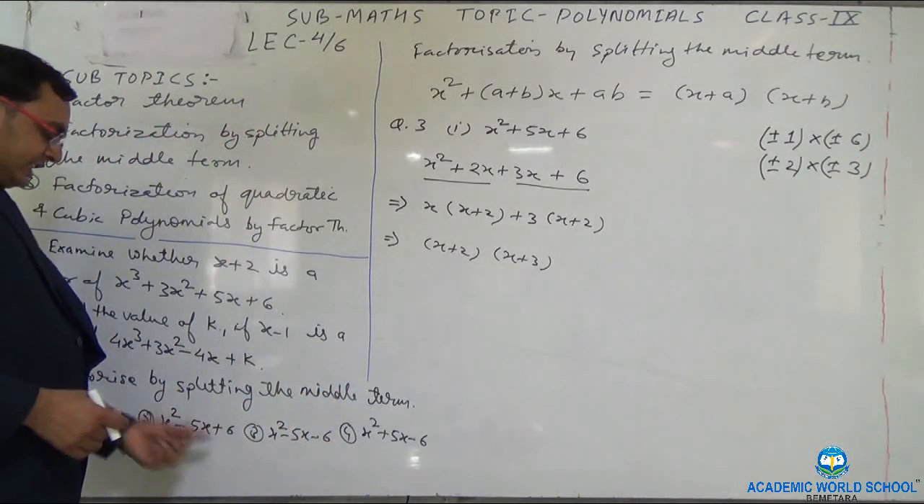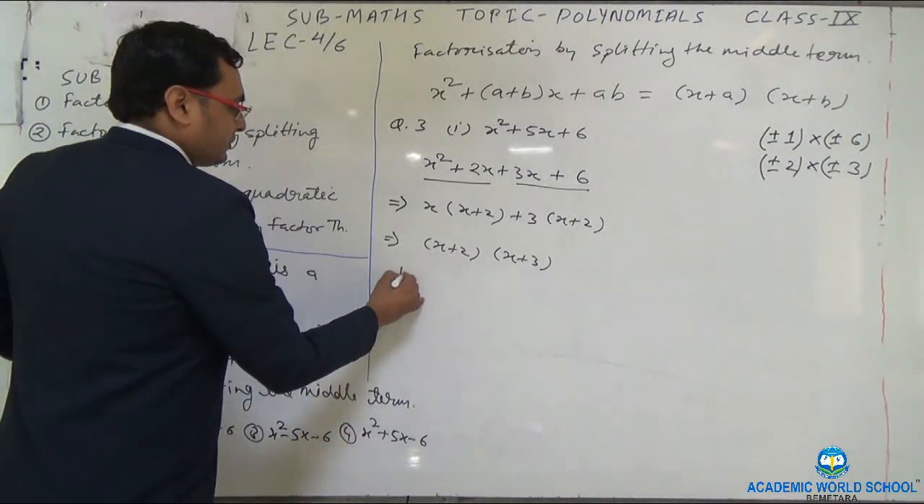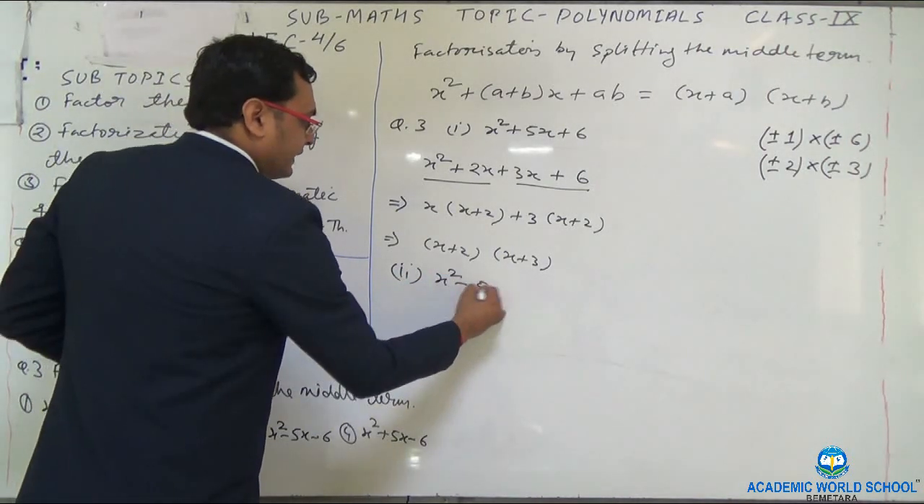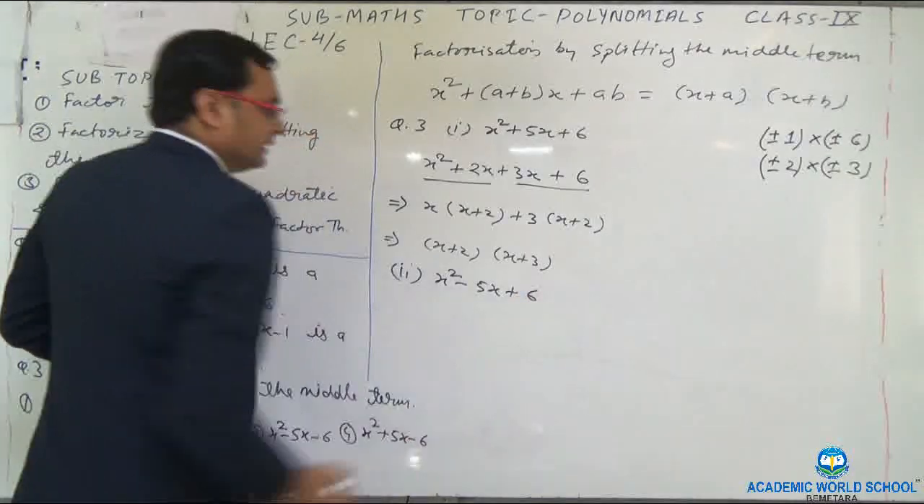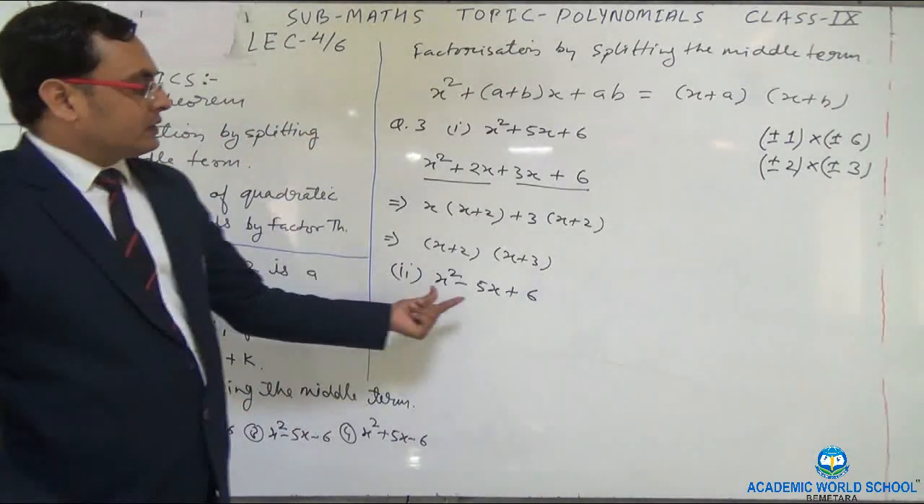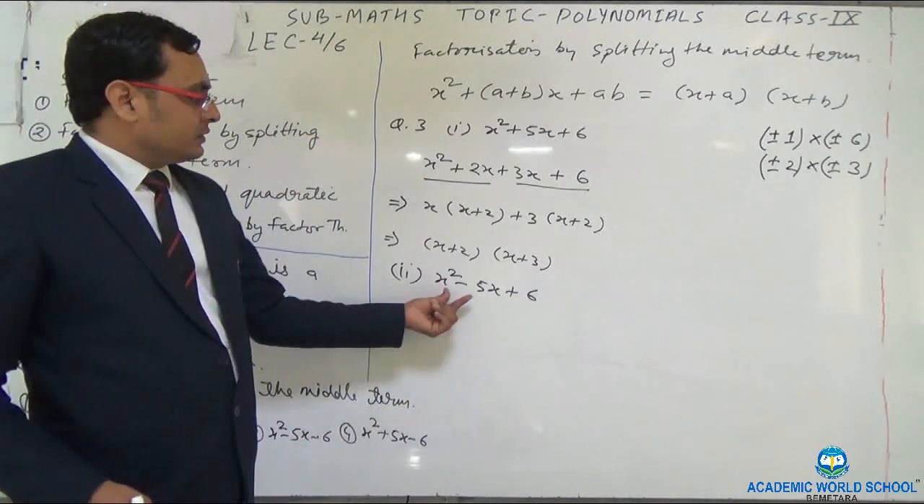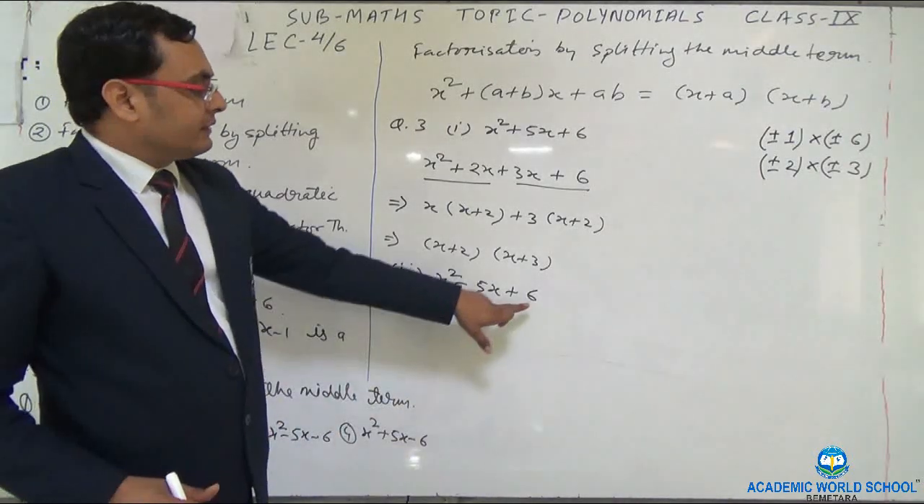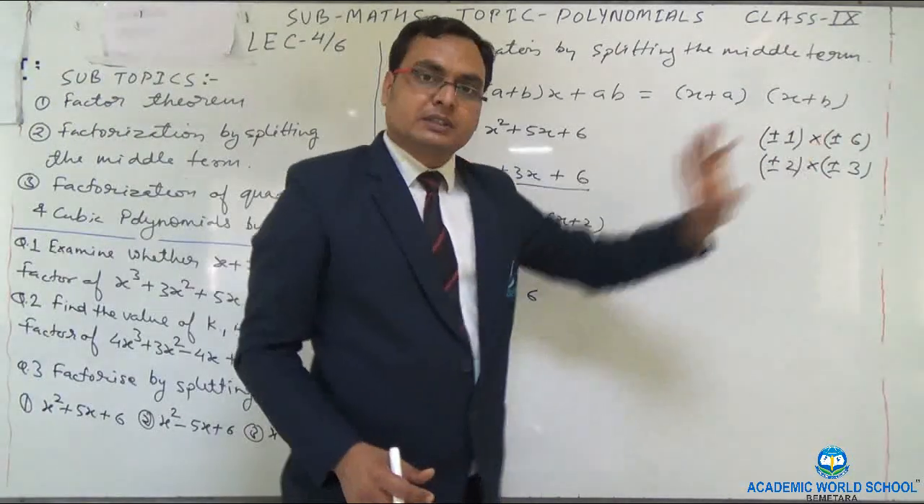Now, look at the second example. Here the sign is changed. It is minus 5x. So, second, x square minus 5x plus 6. Look at this quadratic polynomial. Again we want to do its factorization by splitting the middle term. So, look at the factors of 6. These are the factors of 6.